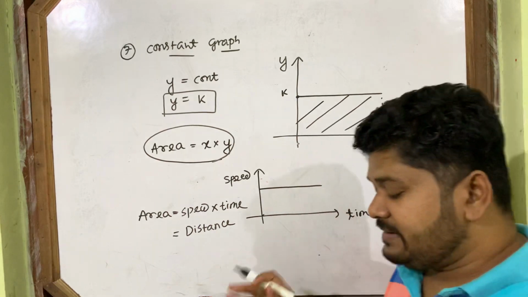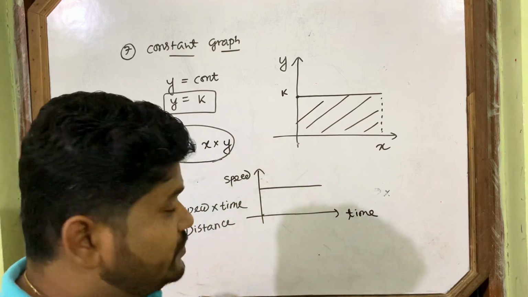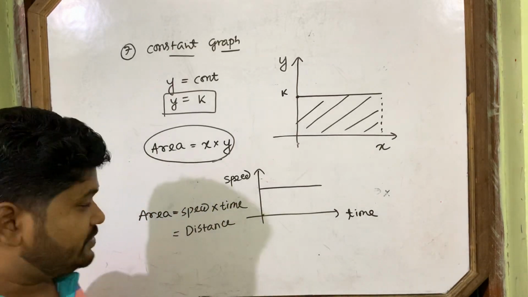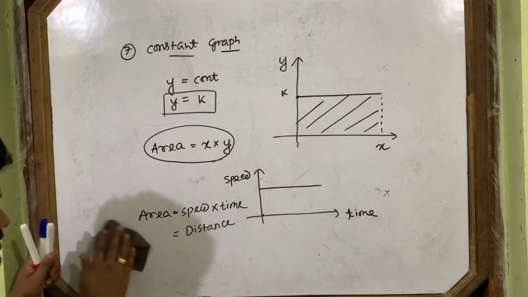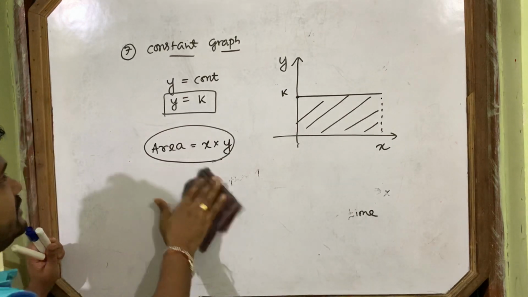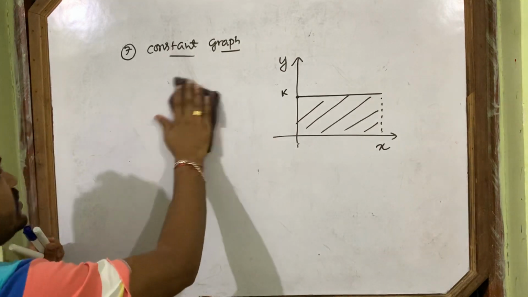Whenever in any graph the area is asked, I am repeatedly telling you, you always do y into x. So the area provides the value of a distance. So this is about the constant graph. Y is equal to constant.